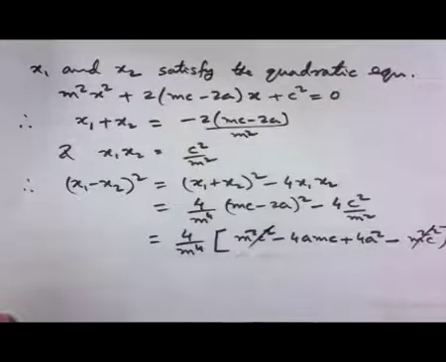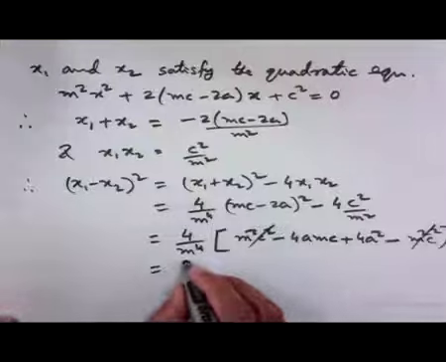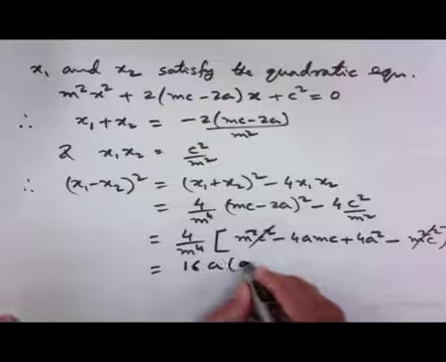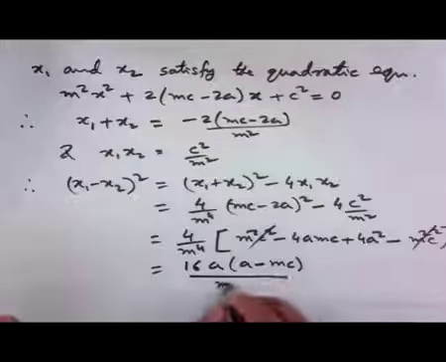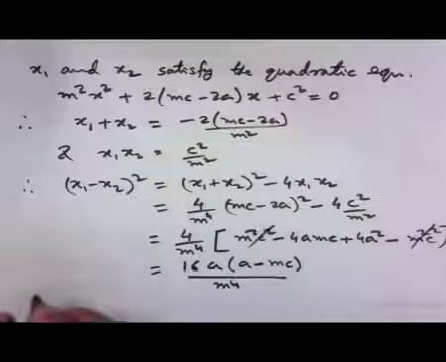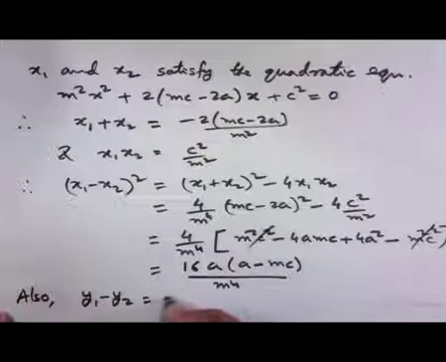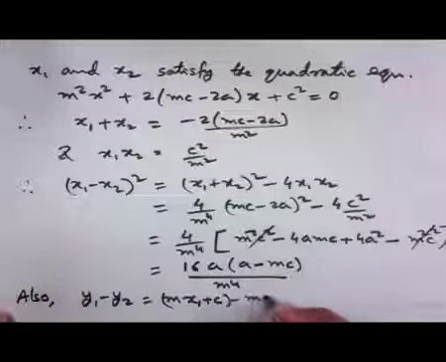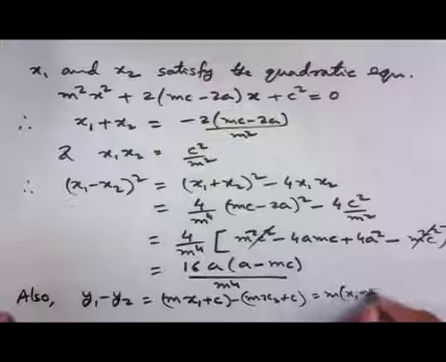So, this cancels and we get this is equal to 16 times a into a minus m c divided by m to the 4, and y 1 minus y 2 is equal to m x 1 plus c minus m x 2 plus c. So, this is equal to m times x 1 minus x 2.